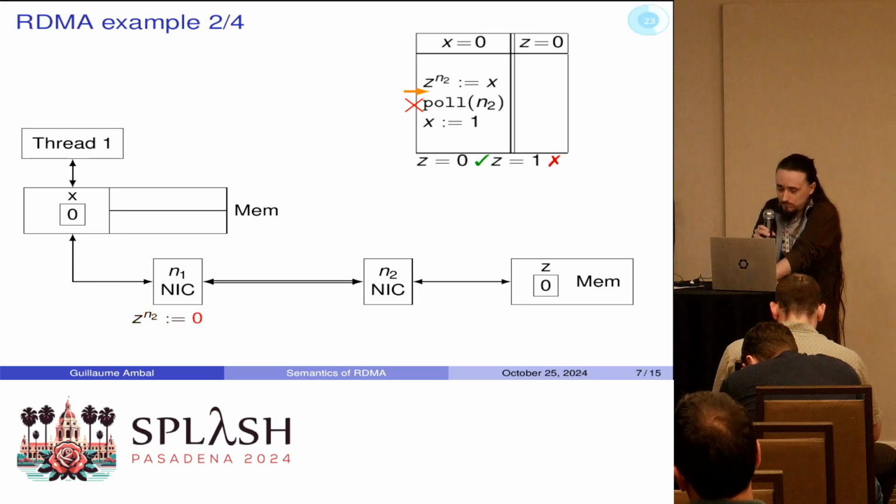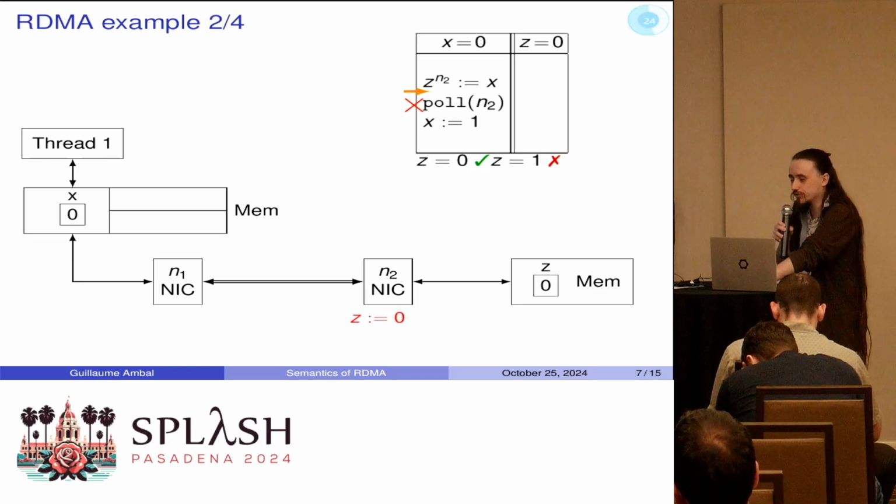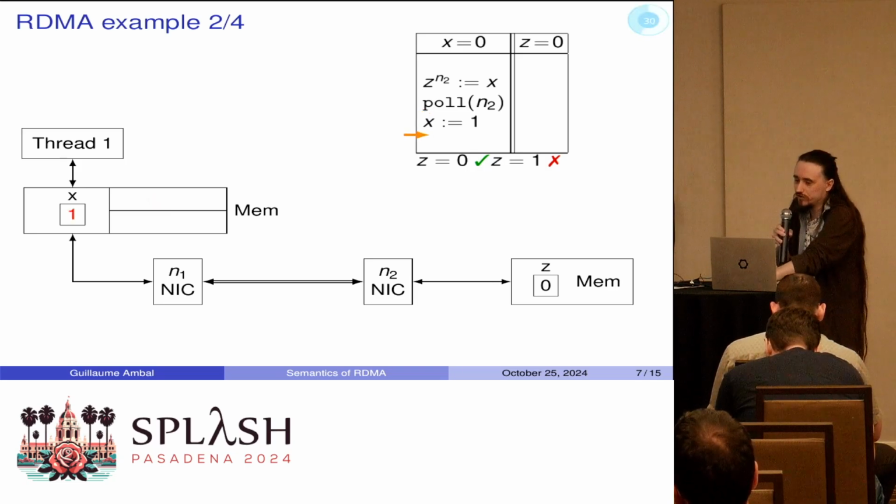And so now the network card has to read 0, send it over, modify it, does nothing, gets back the acknowledgement, and the acknowledgement is going to be consumed by this poll operation. And now the CPU is unblocked and can modify the value of x.